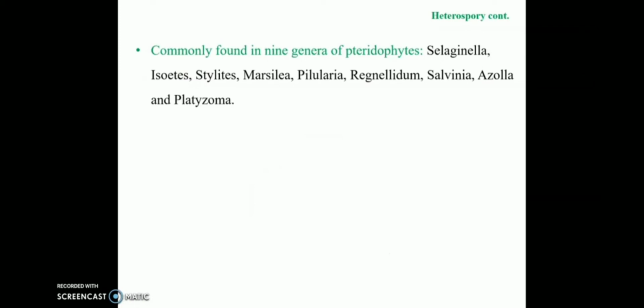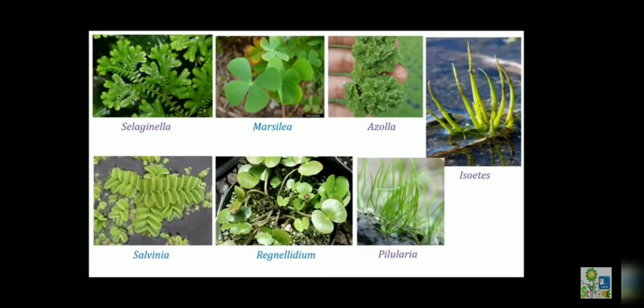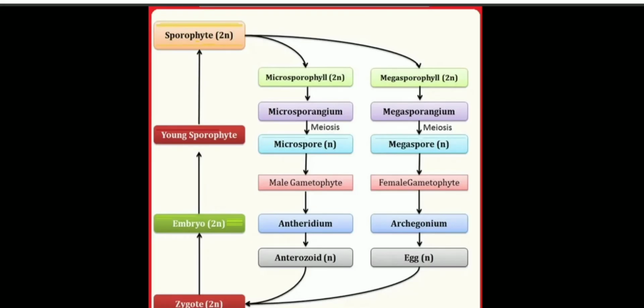Heterospory is commonly found in 9 genera of pteridophytes: Selaginella, Isoetes, Stylites, Marsilea, Pilularia, Regnellidium, Salvinia, Azolla, and Platyzoma. These are the 9 genera found with a heterosporic life cycle in pteridophytes, in which a sporophyte gives rise to a microsporophyll and a megasporophyll, which bear the microsporangium and megasporangium.